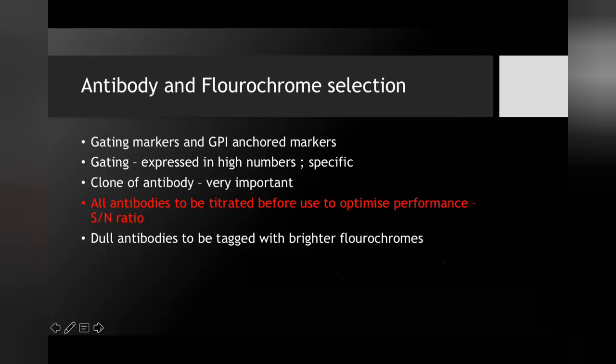Now, talking about the antibody and fluorochrome selection, we have to take certain gating markers, which should be very specific and expressed on the population of interest in high numbers. All antibodies need to be titrated to their minimal dilution to optimize performance and take care of the signal to noise ratio. So dull antibodies should be tagged with brighter fluorochromes and vice versa. Next, please.